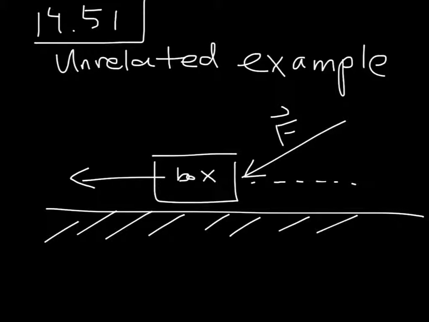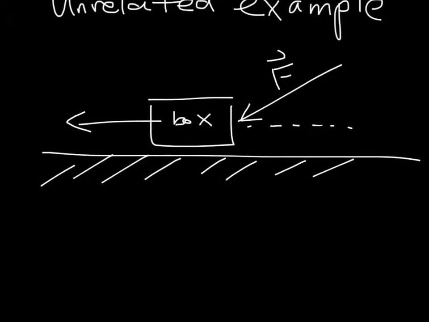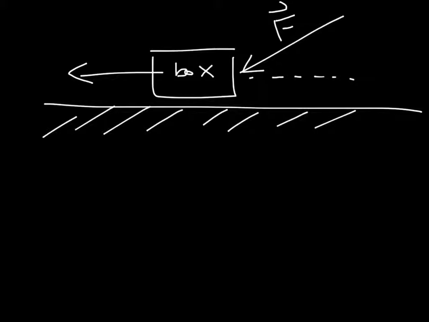14.51 is the problem with the collar accelerating up a bar. Before I do it, I'm just going to show a quick unrelated example to make it look a bit less terrifying. This is a fairly non-intimidating problem that we have here, but I'm going to solve for the effect of the force on its movement in the x direction using the dot product.